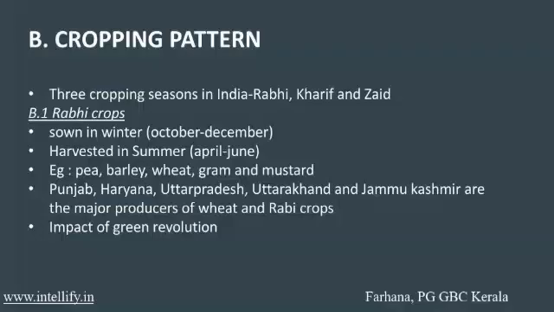Punjab, Haryana, Himachal Pradesh, Jammu Kashmir, Uttarakhand, Uttar Pradesh are the major producers of wheat and Rabi crop. And also note that the precipitation during winter months due to western temperate cyclone helps in the growth of these crops. Green revolution leads to increased production of wheat, which is a Rabi crop. Therefore, Rabi crop has an impact of green revolution.